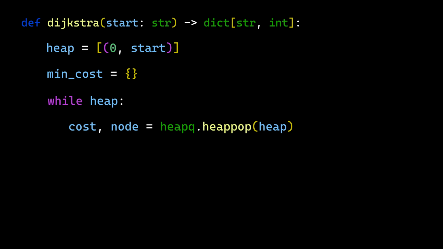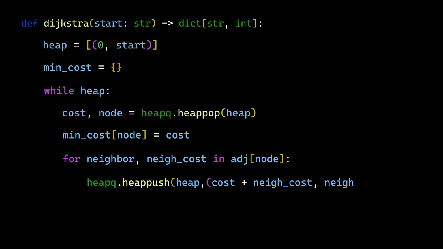When we pop from the heap, that represents the minimum cost to reach that node, so we then add it to our min cost map. We then push the neighbors of the node we just popped to the heap. We then return the min cost map. So let's actually walk through this example step by step to see what happens here.